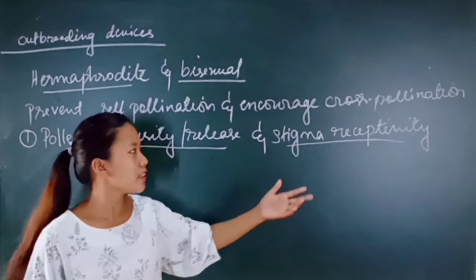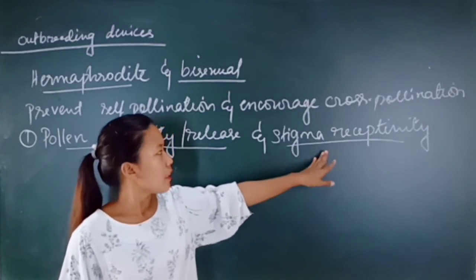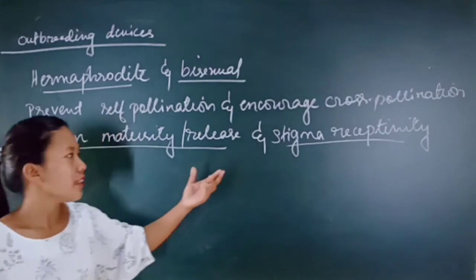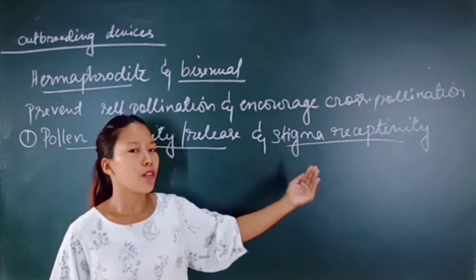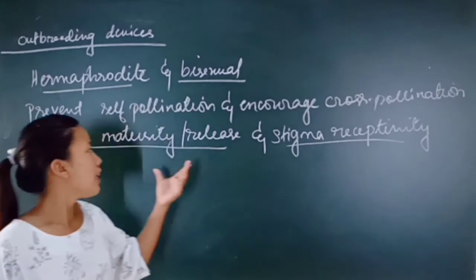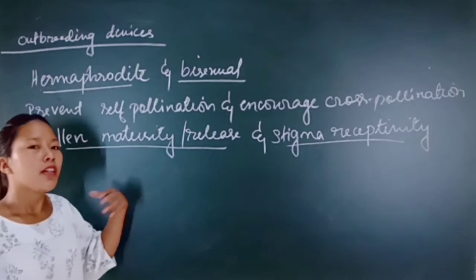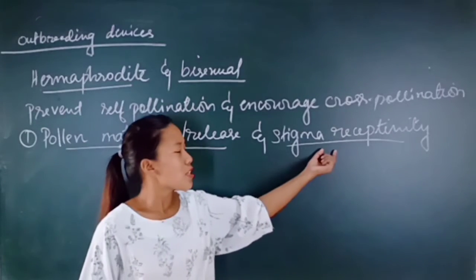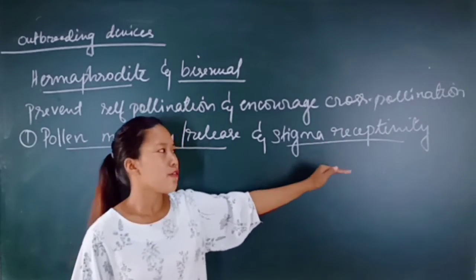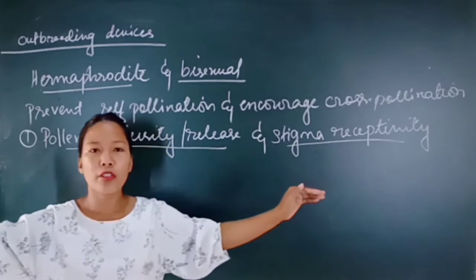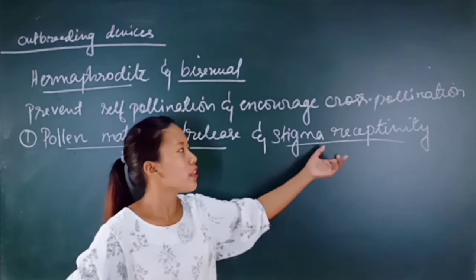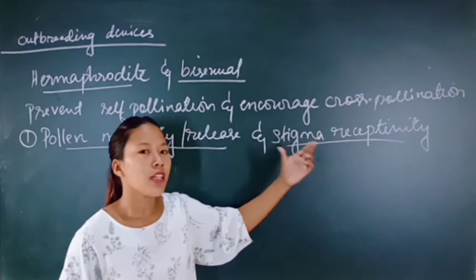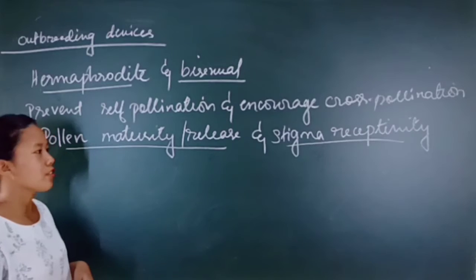Now in the second case, the stigma may be mature already, ready for receiving the pollen grains, but at that time the pollen grains may not be released or may not be mature. So what happens when the stigma is already ready to receive the pollen grains? The pollen grains from some other flowers may land on it and pollinate this one. So in that way, they prevent self-pollination.